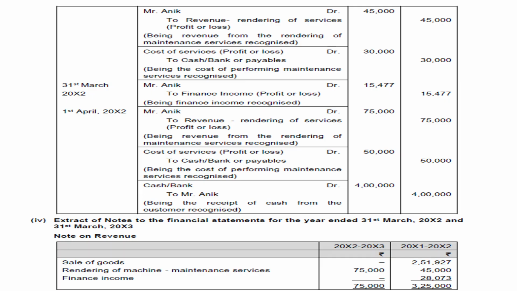Then lastly, the disclosure. Extract the notes to the financial statements for the years 2021-22 and 2022-23. So your sale of goods, the rendering of services and finance income: in 21-22, the total value will come to 3,25,000, and 22-23 will be 75,000.